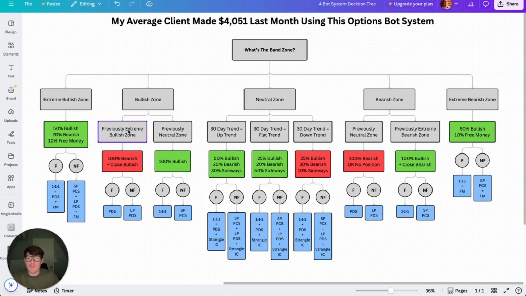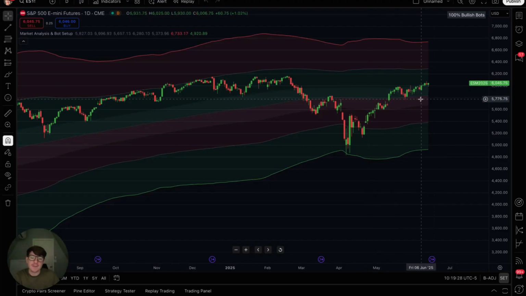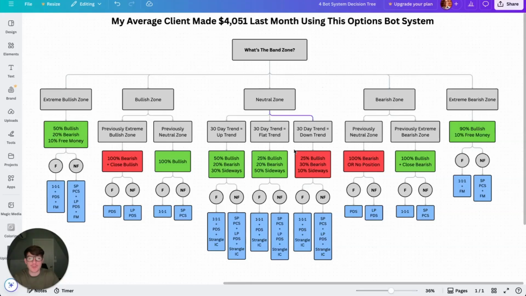Now from here, we filter down. Where did we previously come from? Did we come from the extreme bullish zone, or did we come from a neutral zone? So if we come back here, you can see how simple this is. We did not come from above here. We came from below. So since we're coming from below, that is a neutral zone. So we're coming from a neutral zone. Inside of this neutral zone, that tells us we are going to be 100% bullish on our trades. So that's awesome. We know, okay, we're going full in with the trend. We're going to follow it. We're going to make money that way.